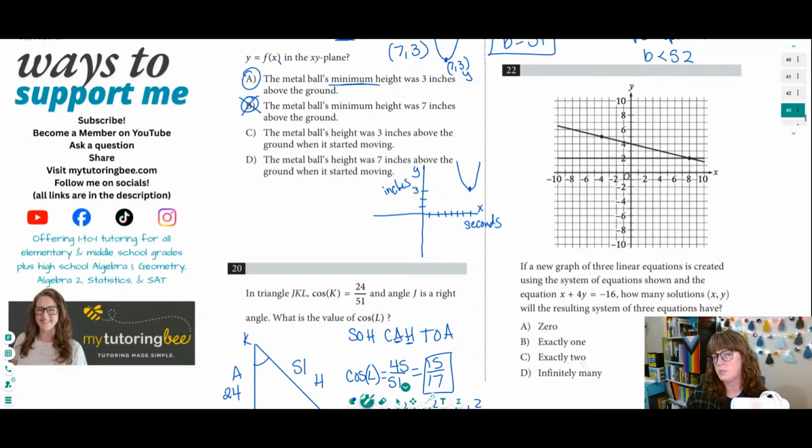We're not going to have 2 solutions because whatever this line is, it would have to go through that point in order for it to have a solution. Because for a solution of even 3 equations, they all have to meet in one point. So it couldn't be C or D. We can already eliminate those. But now we're just testing, is it 0 or is it exactly 1? Does it go through this point or does it not go through this point? That's what we're trying to answer here.